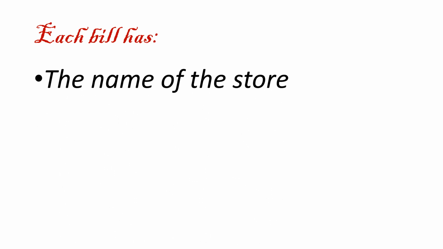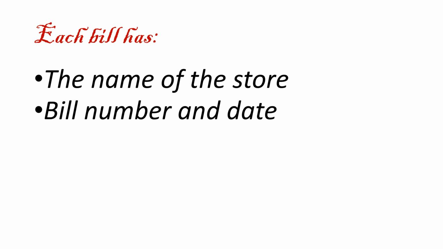Now students, we are going to learn about the important parts of a bill. Each bill has the name of the store by which this bill is being prepared. So the name of the store has to be mentioned. Then we have a bill number and date. As we have page numbers to know which page we are referring to, we also have a bill number, that is, in a bill book what number of a bill it is. And also we need to specify the date on which this bill is being prepared.